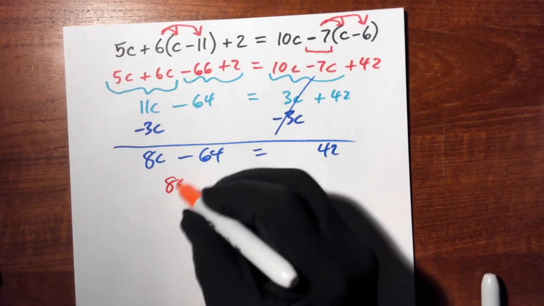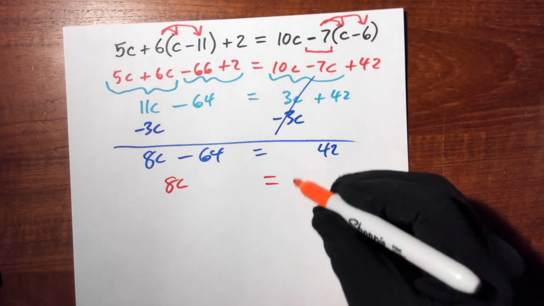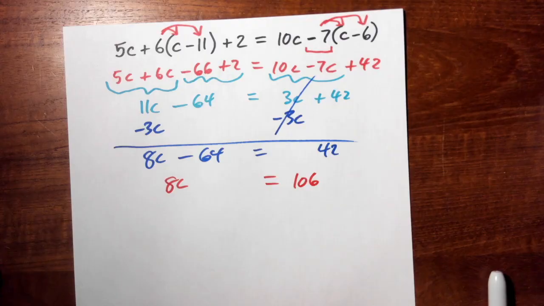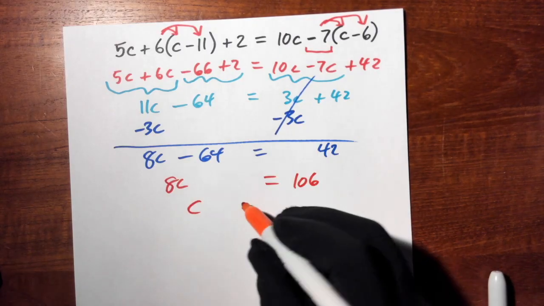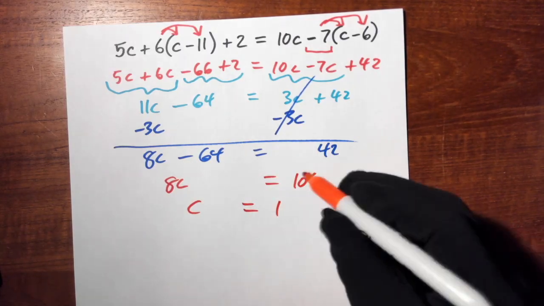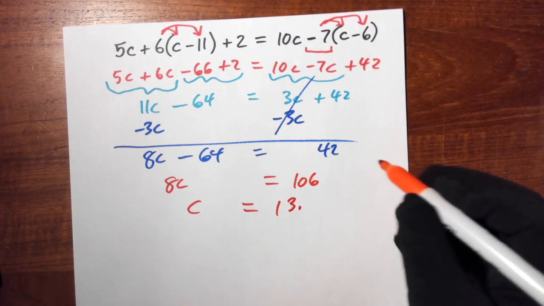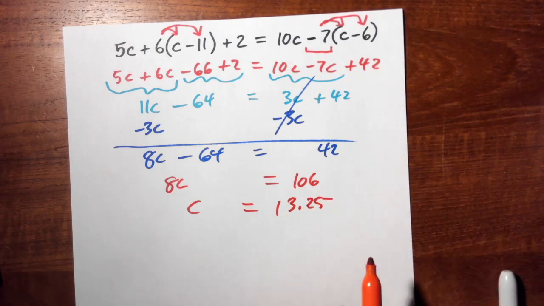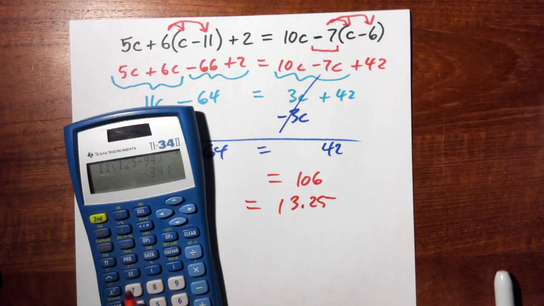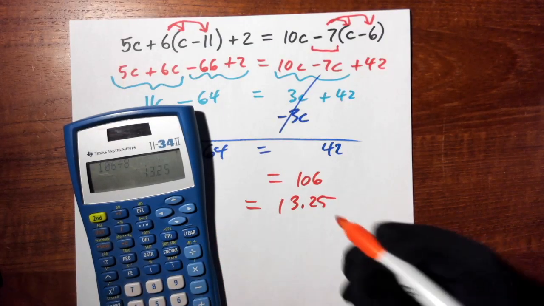Add 64 to both sides. We've got 106. Divide by 8 on both sides. We've got maybe that. Double check. 106 divided by 8 is 13.25.